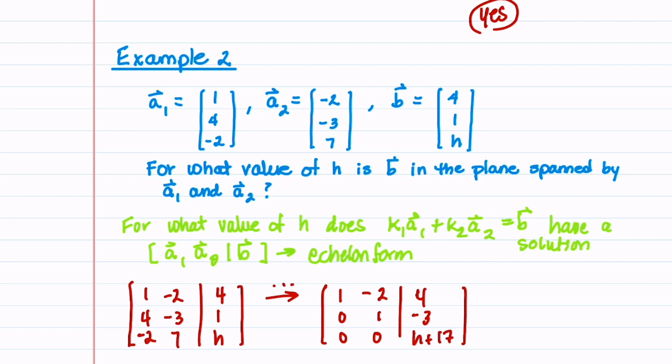In order to have a solution, we can't have 0 equal to a non-zero number. So that's going to require us to state that H plus 17 has to be equal to 0. It can't be equal to a number other than 0 because that would lead to no solution. So this gives us H is equal to minus 17.